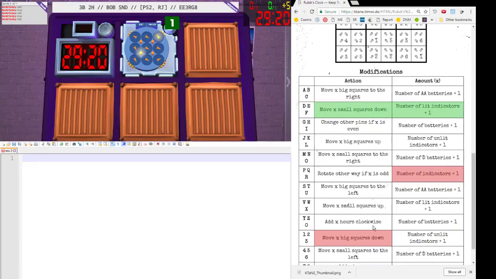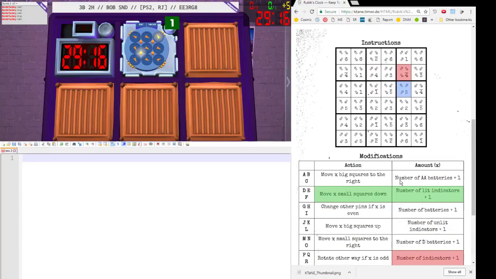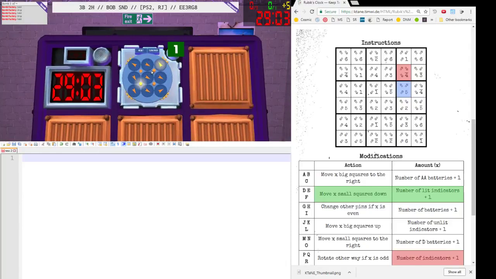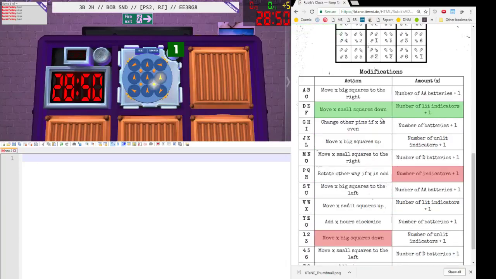And then big squares down, indicators plus 1. We have 2 indicators plus 1 makes 3. 3 big squares, however, is going to loop me back to the same spot because there's only 3 big squares. So there's my go for this one. Top left, top right. Spin the top right. There we go, turning. Next stage. Toggle these off.